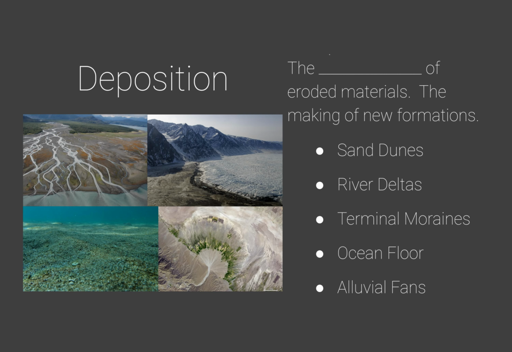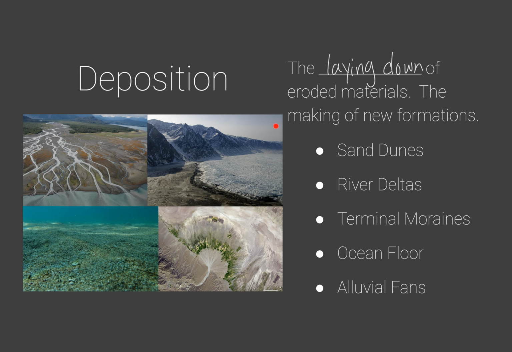And deposition is the laying down of eroded materials to make new formations. A common example that most people have seen are sand dunes. Sand dunes are deposited sand. We also have river deltas. Over here is a river delta. A lot of river sediments get deposited at that delta point.